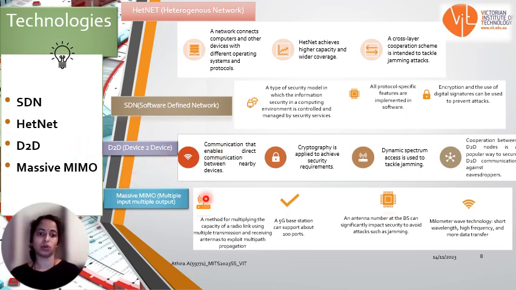And Massive MIMO, that is multiple input multiple output. As the name itself says, the number of devices connecting in the 5G wireless network is very high. We can connect more than 100 devices, and 100 ports are enabled in the 5G substations. There are a lot of antennas in the substation, so this will avoid jamming and eavesdropping. Also millimeter wave technology is used, so we can transfer a lot of data very fast.